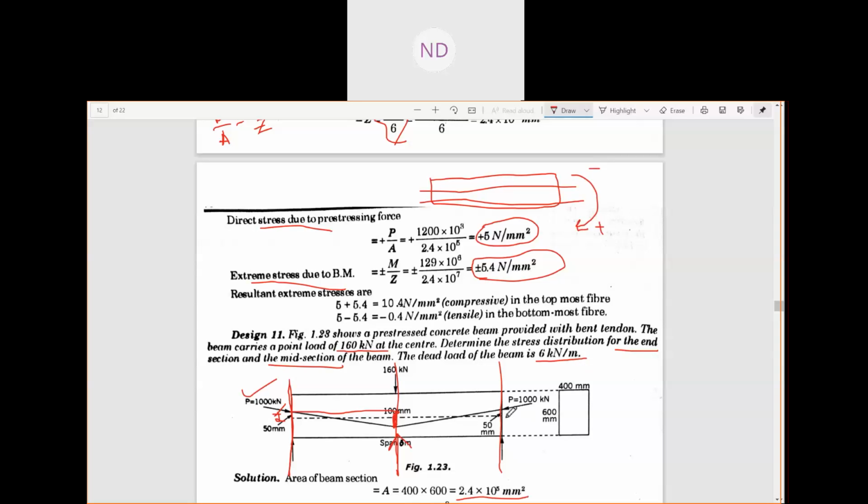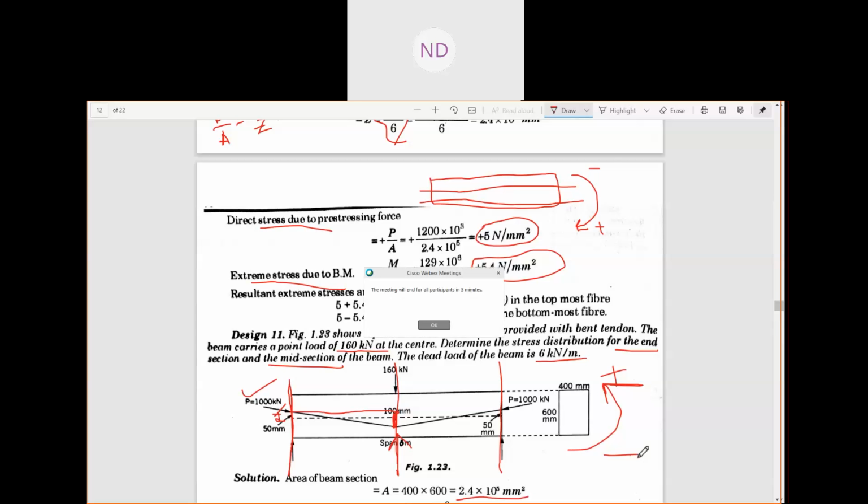But here in this case you see your tendon, your eccentricity is above the CG, that is the centroidal axis, above the centroidal axis, and so your bending moment due to the eccentricity will be this. So that means plus at the top and minus at the bottom.